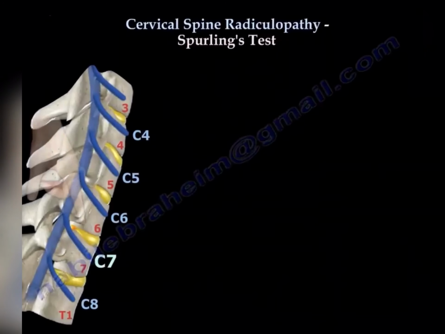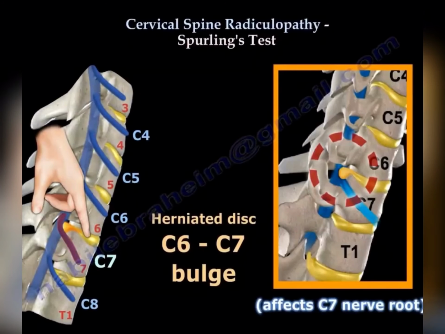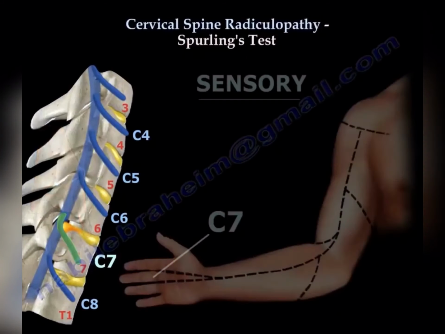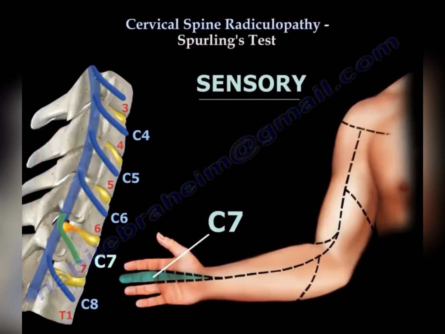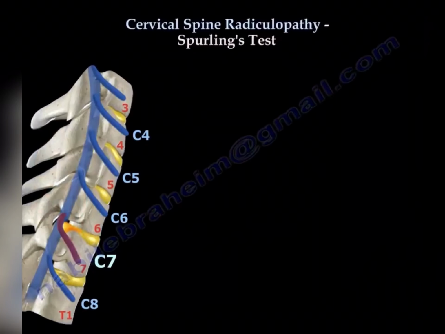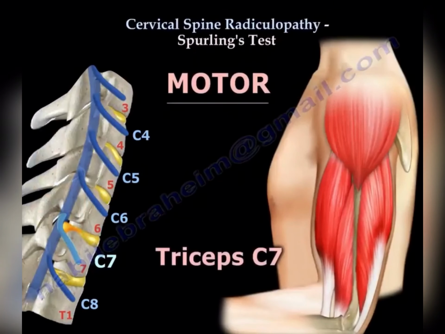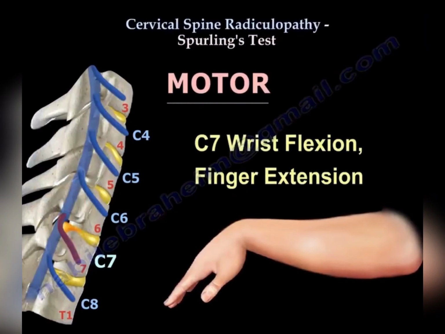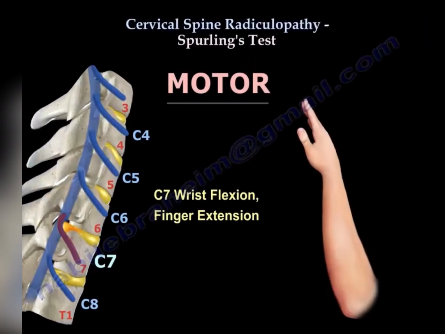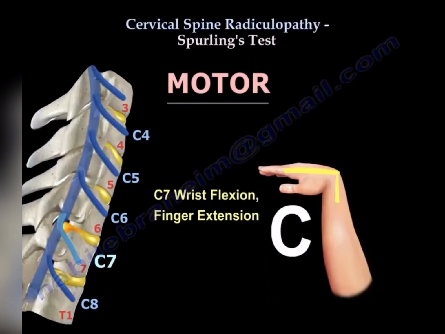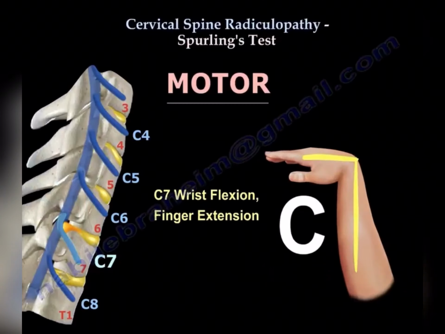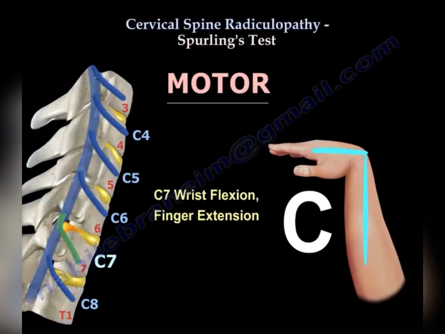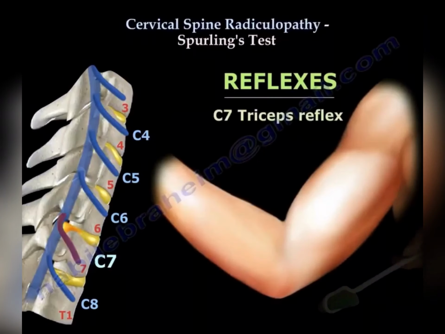Let's take C6-C7 disc herniation, which will affect the C7 nerve root. Usually the sensation involved is the middle finger. The motor will be the triceps, and you can see here the wrist flexion and finger extension, which are C7. And the reflex will be the triceps reflex.